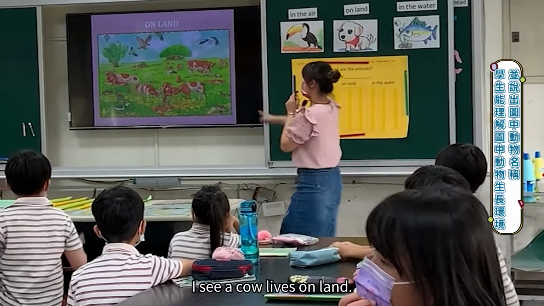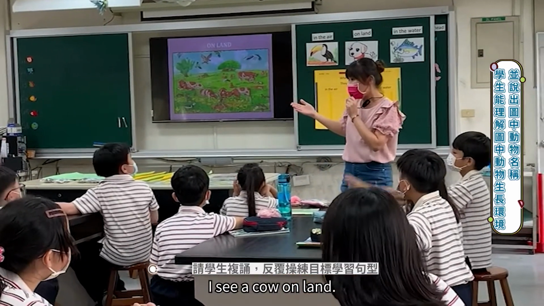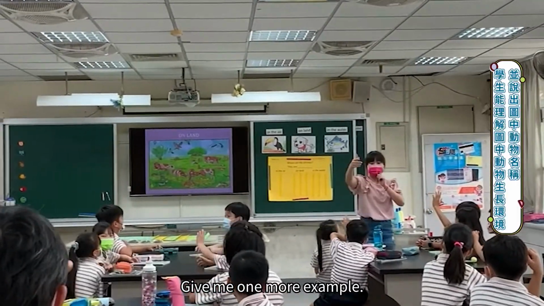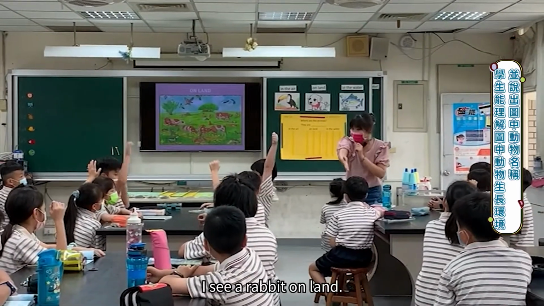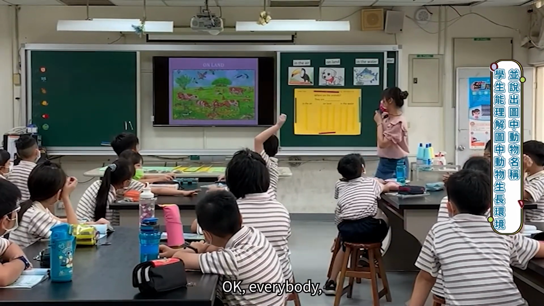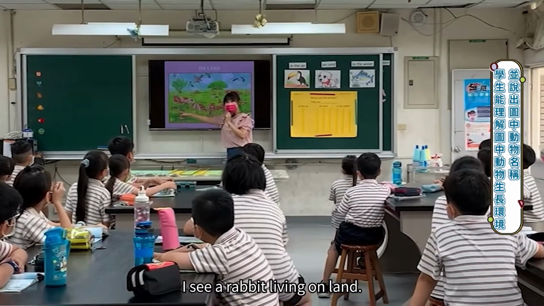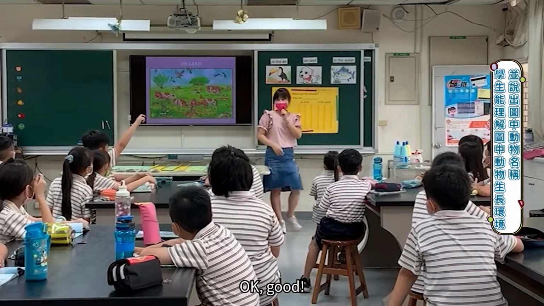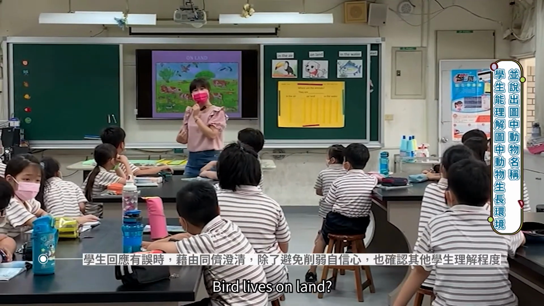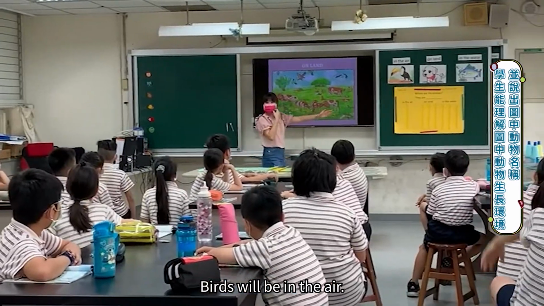I see a cow living on land. Okay, everybody, I see a cow on land. Give me one more example. I see a rabbit on land. Everybody, I see a rabbit living on land. Okay, good. Bird on land? Birds will be in the air.